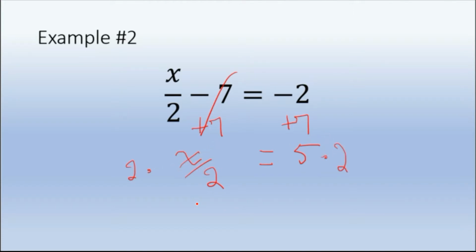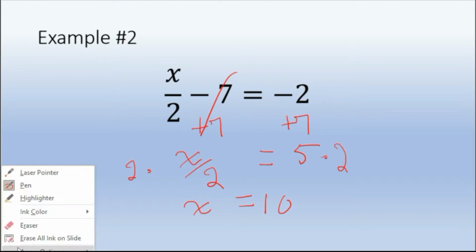On the left side, we're left with just x. On the right side, 5 times 2 is 10. Okay, so we have x equals 10. Let's clear this slide and check our work.